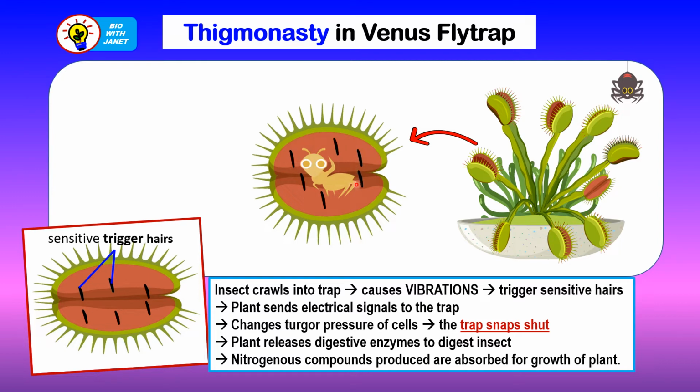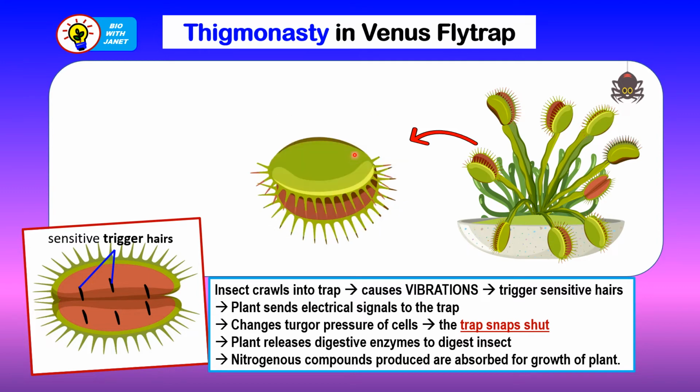So this will trigger the sensitive hairs here, the black hairs here, and it will cause changes to the turgor pressure of the cells surrounding the trap here. Now we do not need to know which part, but anyway, due to changes in turgor pressure of the cells, just like for the pulvinus just now for the Mimosa pudica plant, certain parts of the trap will have soft tissues that cause the trap to snap shut.